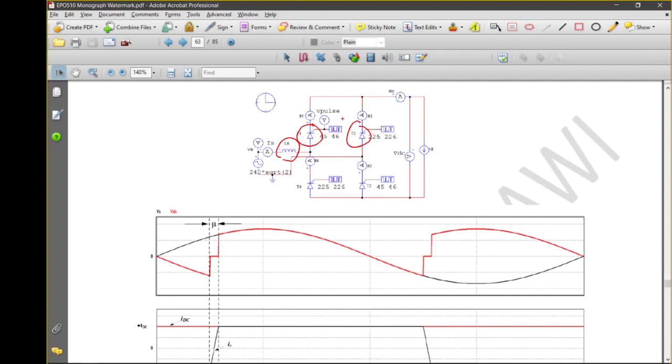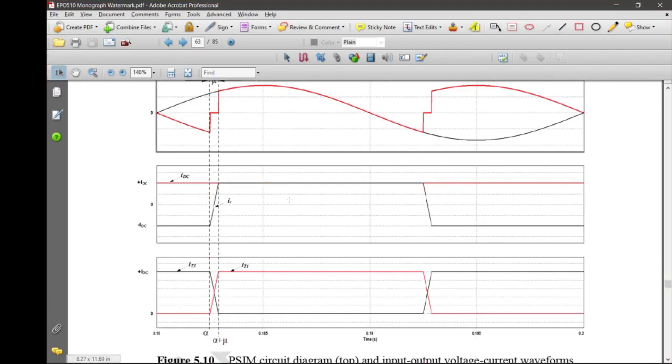So here we consider the beginning. If you look at the beginning, it's the transfer of current from IT3 to IT1. We wait until thyristor 1 and thyristor 2 are triggered. Here we have thyristor 1 and thyristor 2 triggered at alpha. Then the current starts to rise, and the current for thyristor 3 and thyristor 4 starts to reduce.